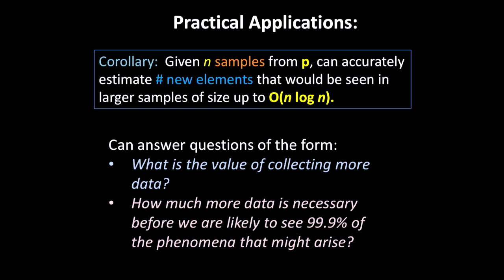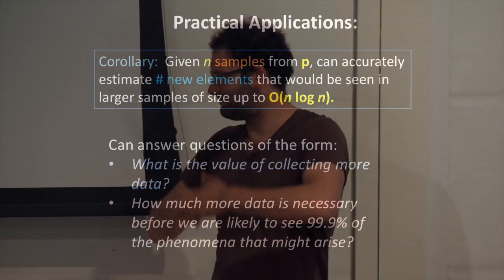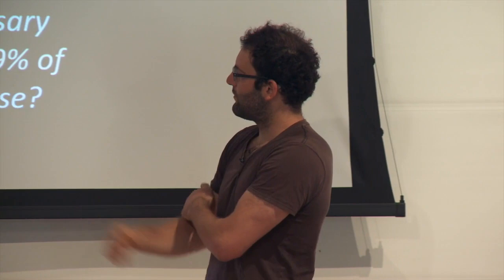Okay, so if you think about it, you have a self-driving car that's recording phenomena, and you want to know how many more miles do we need to drive before we're likely to see 99.9% of all the phenomena that we're likely to encounter. And this basically says that you can estimate this very accurately up to windows that are logarithmically sized larger than the amount of data you currently have.